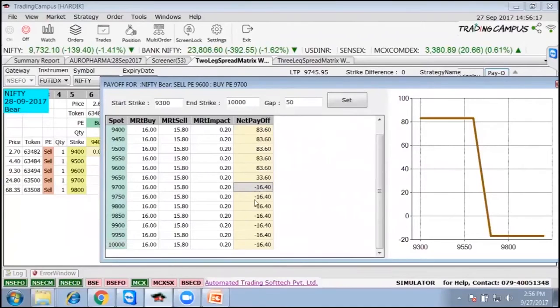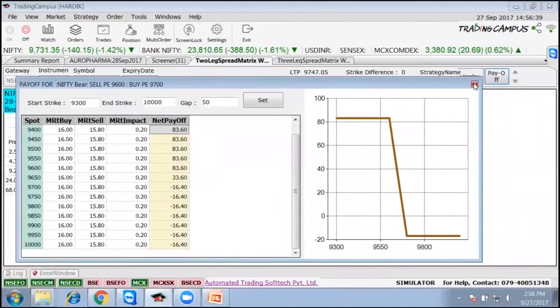If you see over here, what is my loss? 16 bucks, which is fixed, right? So as I said, in options, your loss is limited and your profit can zoom up, but here, if you see, it is limited to 83. The profit is not going beyond 83, right? So these are different strategies which you can place.